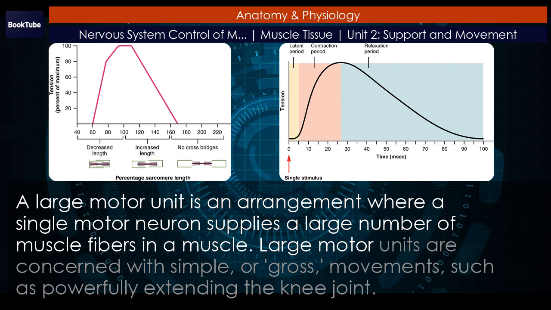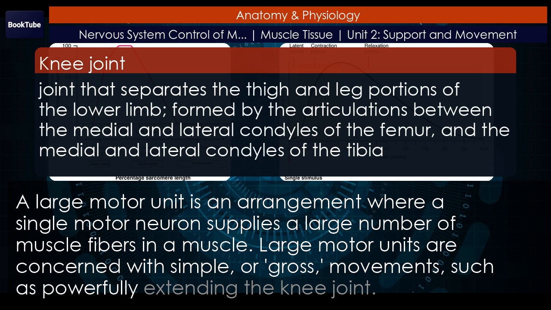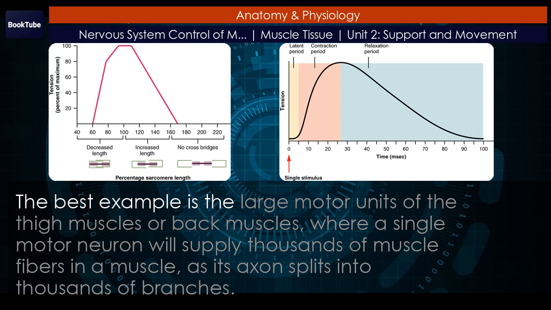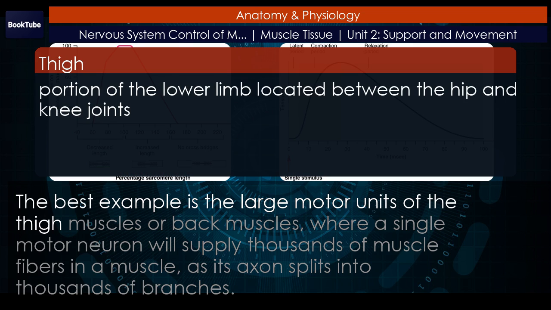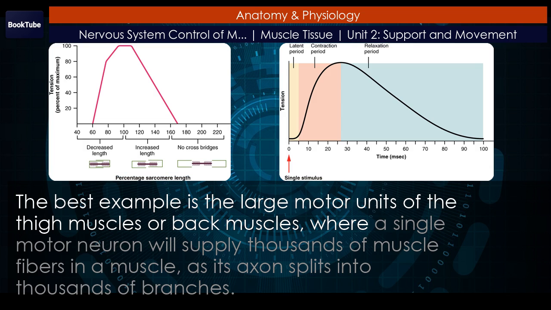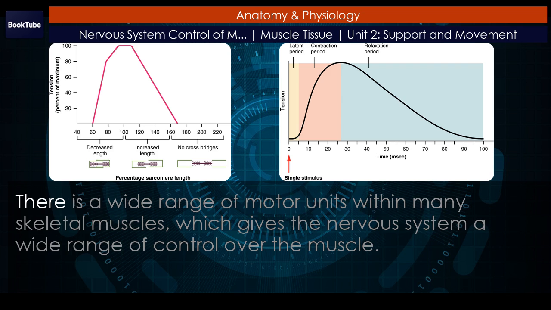Large motor units are concerned with simple, or gross, movements, such as powerfully extending the knee joint. The best example is the large motor units of the thigh muscles or back muscles, where a single motor neuron will supply thousands of muscle fibers in a muscle. As its axon splits into thousands of branches, there is a wide range of motor units within many skeletal muscles, which gives the nervous system a wide range of control over the muscle.